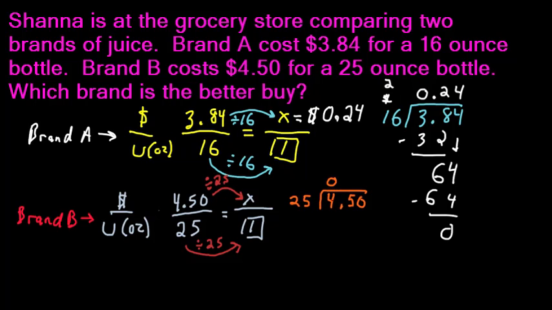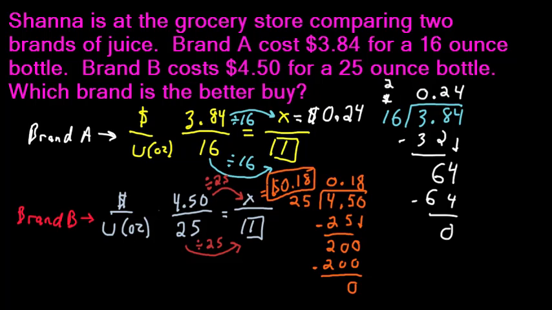25 will not go into 4. Bring that decimal straight up. All right, 25 will go into 45 one time. Got 20 left over. Drop the 0. 200. 25 will go into that 8 times. 8 times 25 is 200. So this price is $0.18. That's a dollar sign.